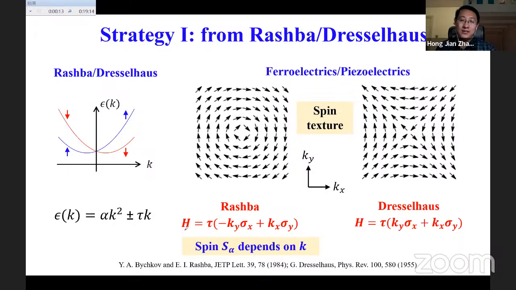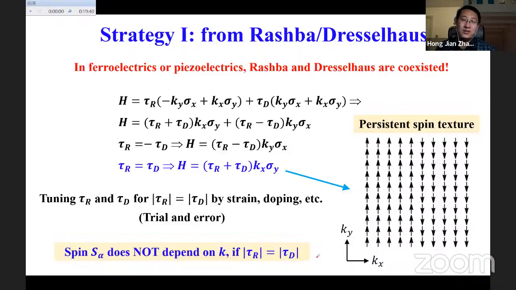Typically this is the effective Hamiltonian of the Rashba spin splitting. After solving the equation, you can compute the spin texture, and you get a vortex spin texture here. And the Dresselhaus spin splitting is given by the Hamiltonian here, and it has an anti-vortex spin texture. So in both Rashba and Dresselhaus spin splitting, we see the electronic spin magnetization depends on the electronic momentum K. But generally in ferroelectric or piezoelectric materials, Rashba and Dresselhaus spin splitting coexist. It means in your Hamiltonian, you have both of these two terms, and we can rewrite this in this way.